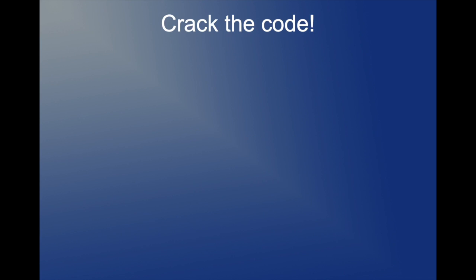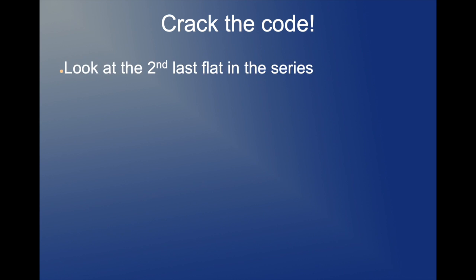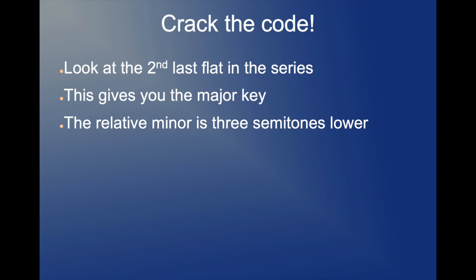So let's crack the code on how to read flat key signatures. Like I said, very easy. If you have a flat key signature that has two or more flats in it, we read it from left to right and look at the second last flat in the series. That second last flat gives us the major key of that key signature, and from there we can work out the relative minor key. The relative minor key is 3 semitones lower.